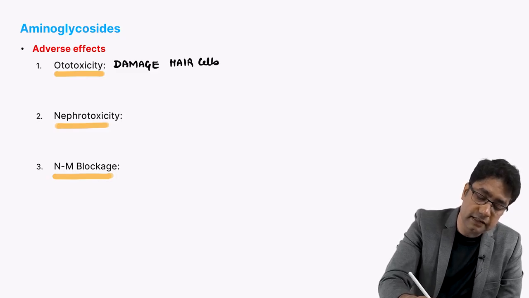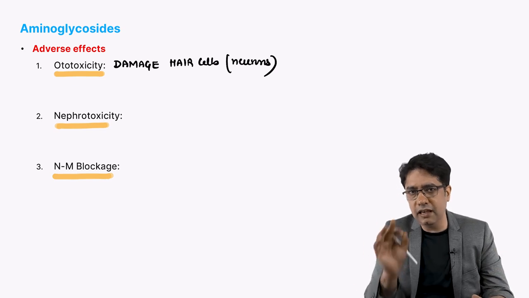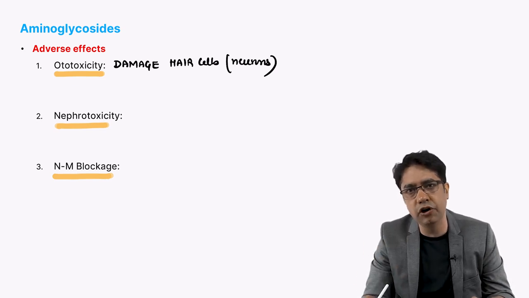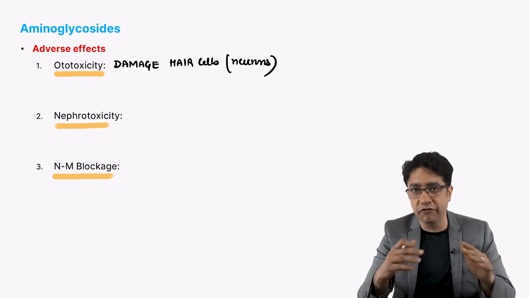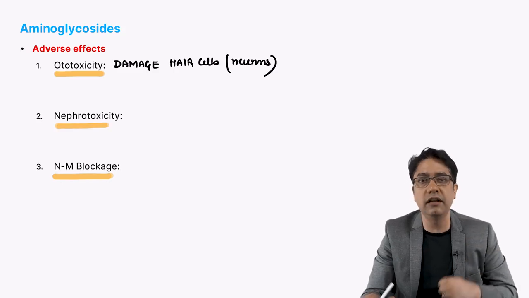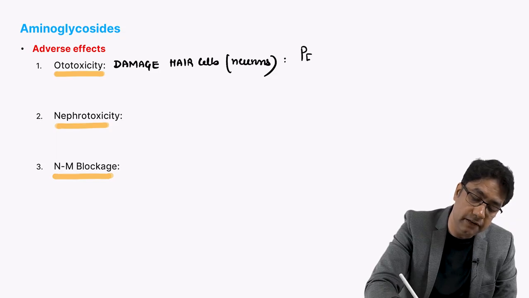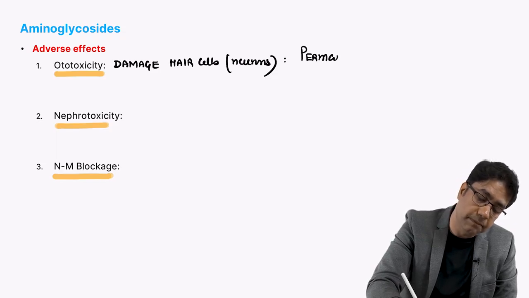Remember, hair cells are neurons which are floating in endolymph. My question is, if hair cells or neurons become damaged, will they regenerate? The answer is no. Neurons cannot regenerate. So this ear damage is permanent. It is a permanent ear damage.